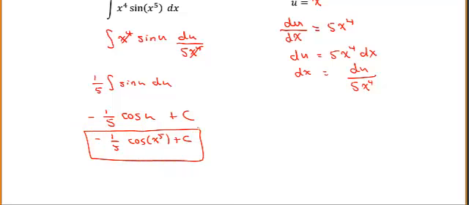So here are a few examples of u-substitution. Now, u-substitution, you'll have to just do lots of practice with to get the hang of it, to become proficient.